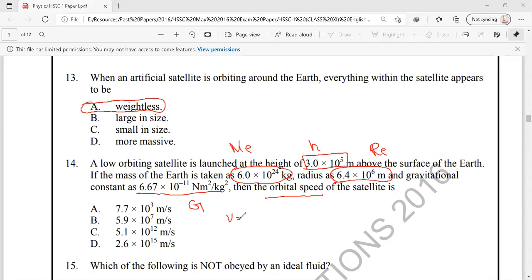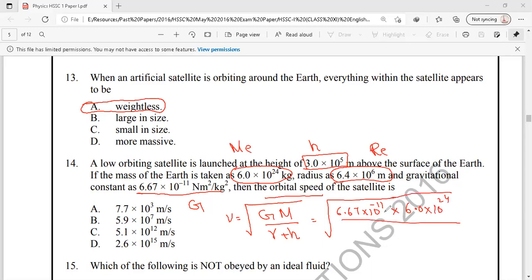The formula for the orbital velocity is the square root of GM over r. If a body or a satellite is revolving at a certain height, this formula becomes r plus h. So let's substitute these values. The value of G is 6.67 times 10 raised to the power minus 11, times the mass of earth, that is 6 times 10 raised to the power 24, divided by the radius of earth, that is 6.4 times 10 raised to the power 6, plus the height of the satellite, 3 exponent 5. After solving this expression, we will get 7.7 times 10 raised to the power 3 meters per second. So the correct answer for this question is option A.